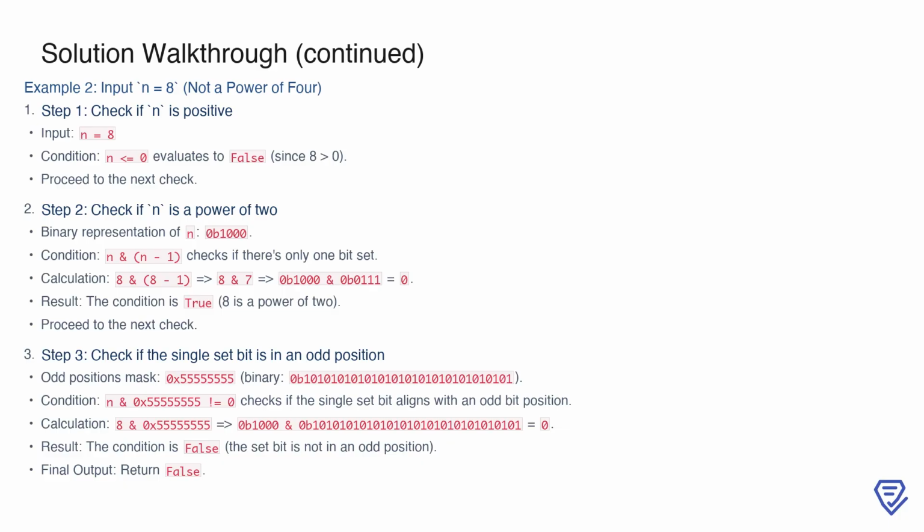Lastly, we verify if the single set bit is in an odd position using the mask 0x55555555. The condition n & 0x55555555 checks alignment with odd positions. Performing 8 & 0x55555555, or 0b1000 & 0b101010101010101010101010101010, results in 0. This indicates that the set bit is not in an odd position. Therefore, while 8 is a power of 2, it fails the odd position test, and we return false.